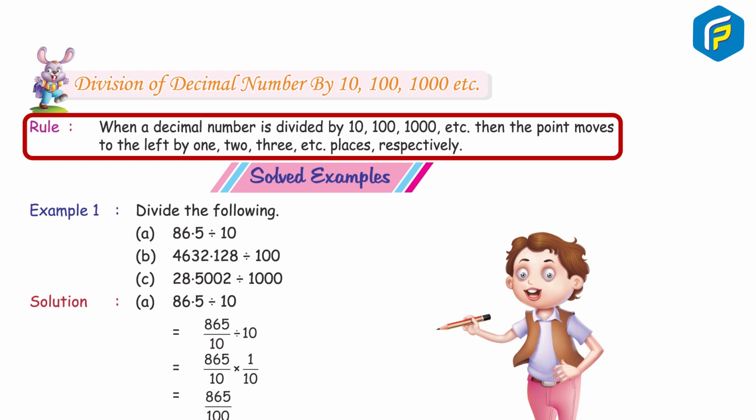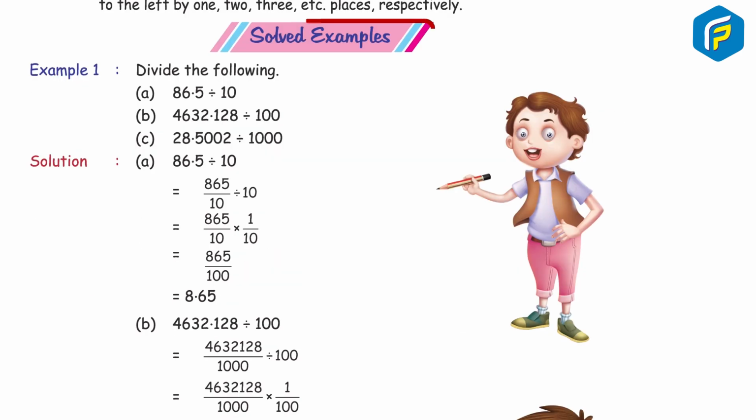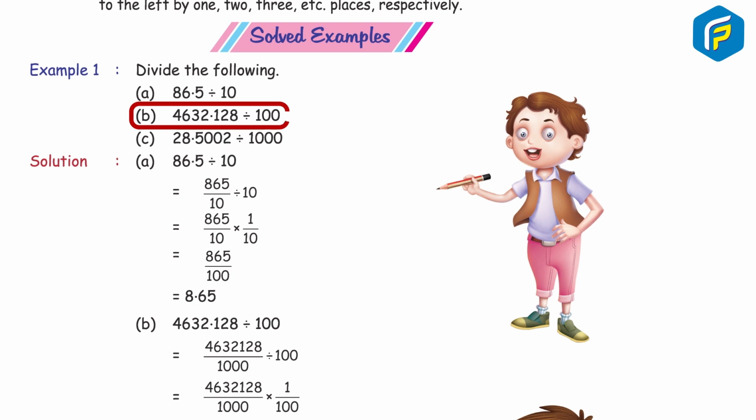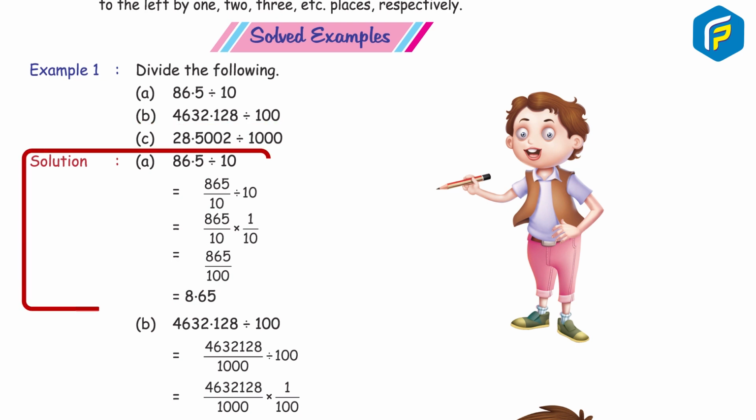Division of decimal numbers by 10, 100, 1000, etc. Rule: when a decimal number is divided by 10, 100, 1000, etc., then the point moves to the left by 1, 2, 3, etc. places respectively. Solved example. Example 1. Divide the following: A. 86.5 divided by 10. B. 4632.128 divided by 100. C. 28.5002 divided by 1000. Solution: A. 86.5 divided by 10 equals 865 upon 10 into 1 upon 10 equals 865 upon 100 equals 8.65.